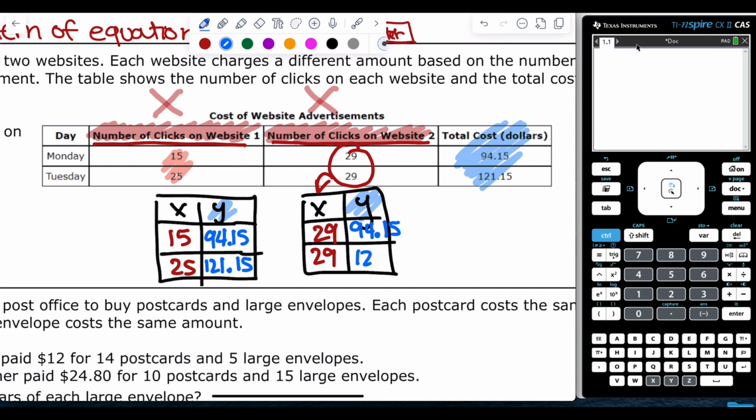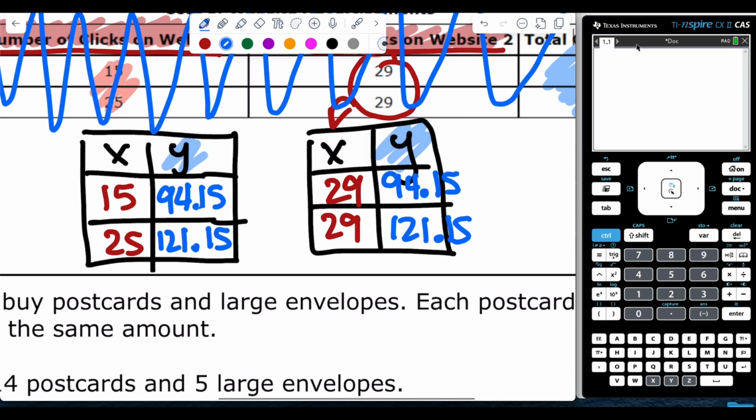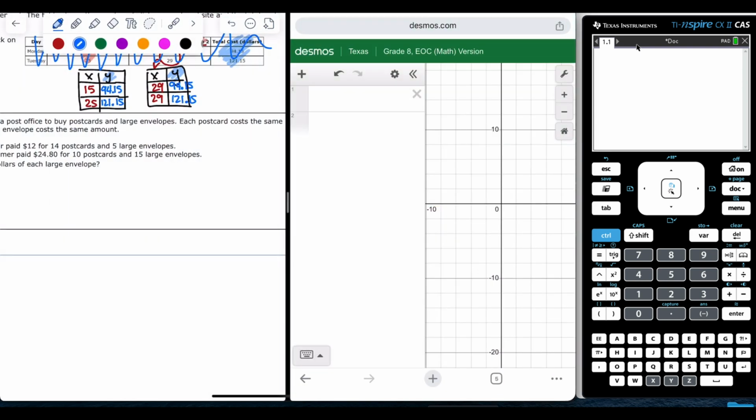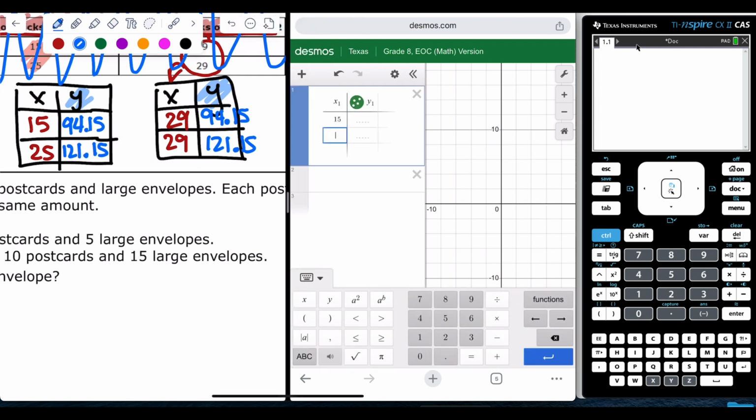94.15, 121.15. And now we can do it like we did when we did systems. We're just going to forget about this weird looking table, and now we have 2 tables, which is what we want. So we're going to open up Desmos, and we're going to put these tables into Desmos, okay? So plus table, we're going to do 15, enter, 25, and then go to the y values, 94.15, enter, 121.15, enter. And I see right here, it says x1, y1.